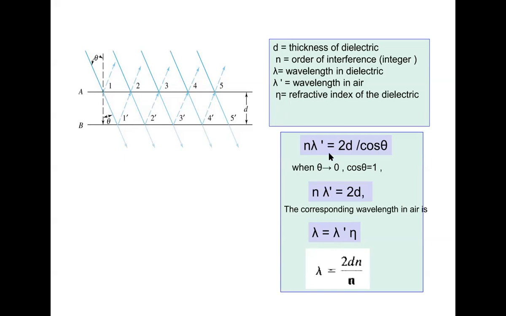If you go through the math, so calculus, n lambda prime, where n is the order. Remember, it can be 1, 2, 3, 4, and so on. And lambda prime is the wavelength in air. So n lambda prime is equal to 2d over cosine theta. That slash is over, all right?